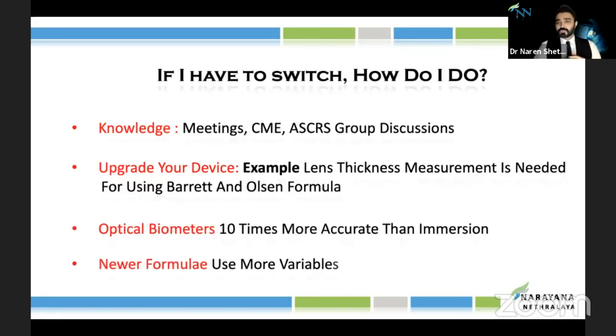So if I have to switch, how do I do it? First, make sure you update your knowledge, attend meetings, CMEs, go for all kinds of discussions. Make sure you upgrade your device because the lens thickness measurement is very crucial. Try to adopt optical devices or optical biometers because they are much more accurate than immersion. And always go for the newer formulas.